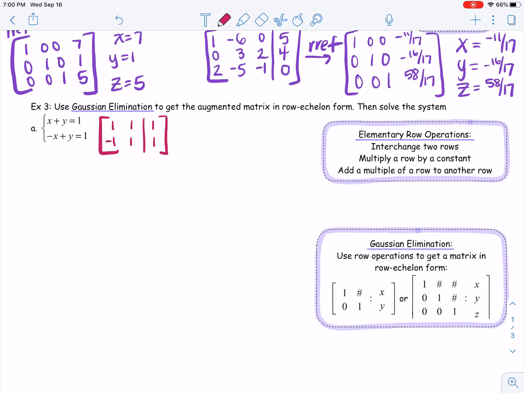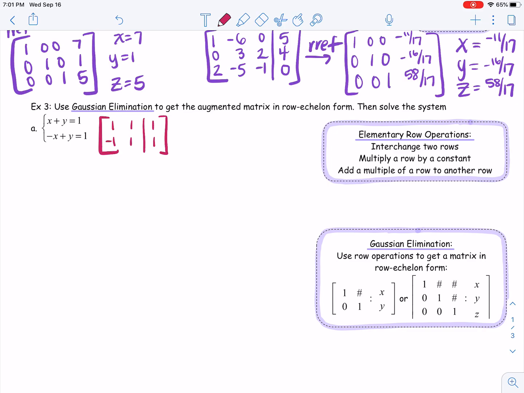So our goal is to get ones along the diagonal and 0 underneath it. Well, lucky for us, we already have ones along the diagonal. All we need to fix is that -1, and we need to turn it into a 0. So what can we do? Well, I don't want to interchange my rows because I don't need the -1 up top. I need it to stay where it is so I can just turn it into a 0.